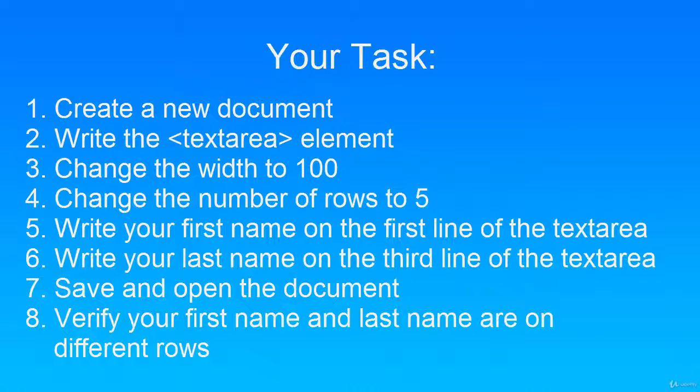So your task for this video is to first create a text area, create a new document if you haven't done that first, then create the text area. Then I want you to change the column width, or how wide the text area is, to 100. Change the number of rows to 5. And then I want you to write your first name on the first row. Then I want you to write your last name on the third row. And you should get something that looks something along these lines.